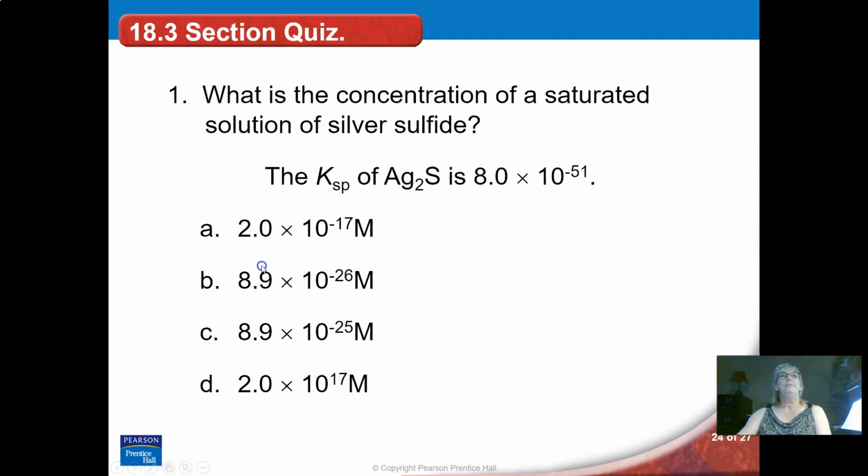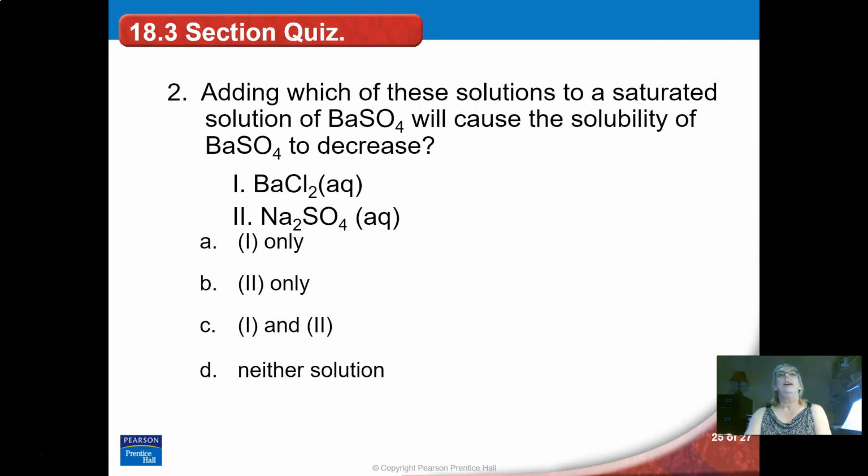Alright, so let's try the quiz. So here's a typical problem. What's the concentration of a saturated solution of silver sulfide if you know the KSP? So see if you can set that up. Remember, there's going to be 2 silvers popping off of there for every 1 sulfur when this breaks apart. So pause me and then come back for the answer. Here's the answer. Alright, so see if you can do this one. You might have a little trouble with this one, but try it.